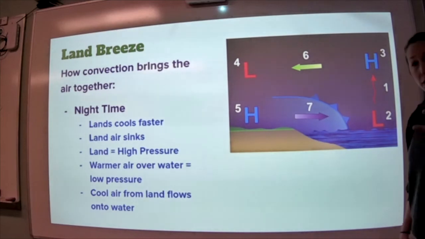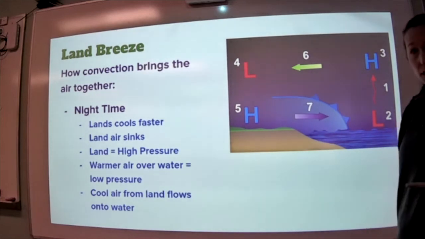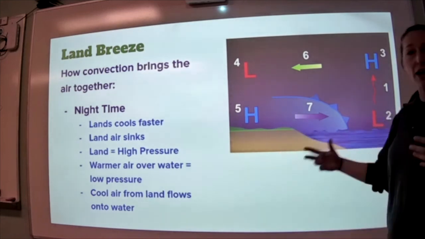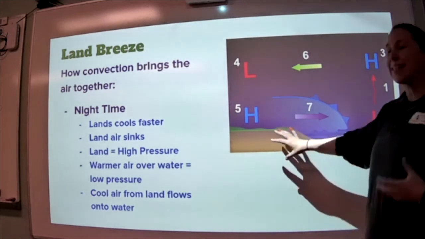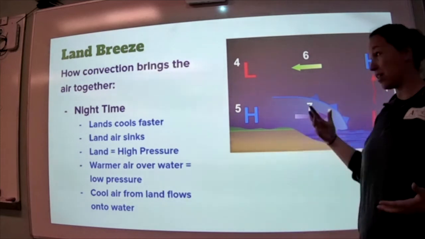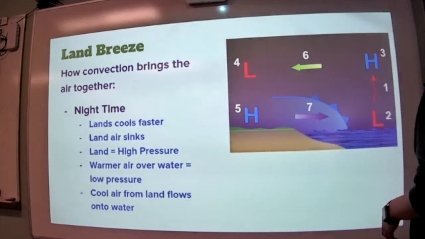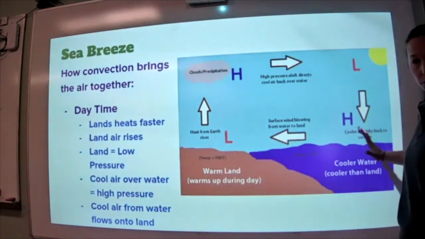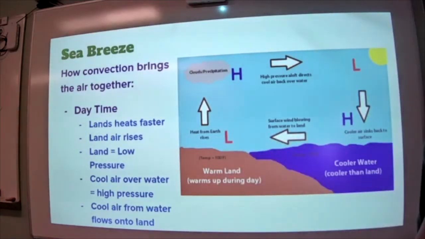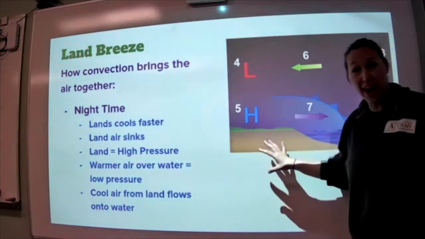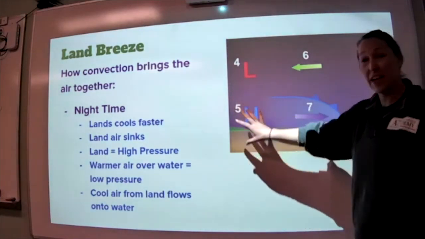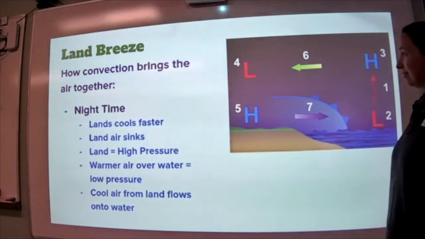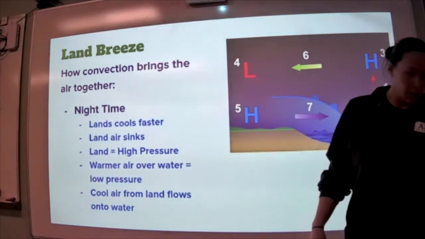So those are our two main breezes. We've got a sea breeze, comes from the sea. We've got a land breeze, which comes from the land. And it all has to do with whether the land is hot or cold. During the day, it heats up, creating a low pressure center. So we get wind from the sea. During the night, it cools down pretty darn quickly, creating a high pressure center. So we get wind from the land. And that's a sea and land breeze.